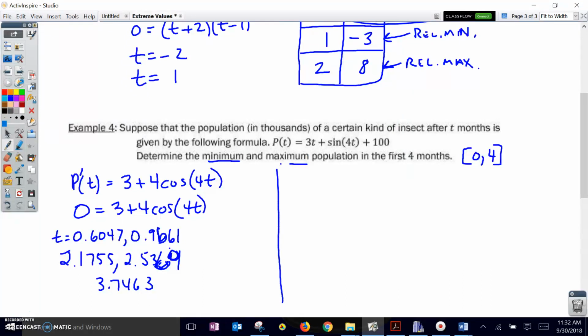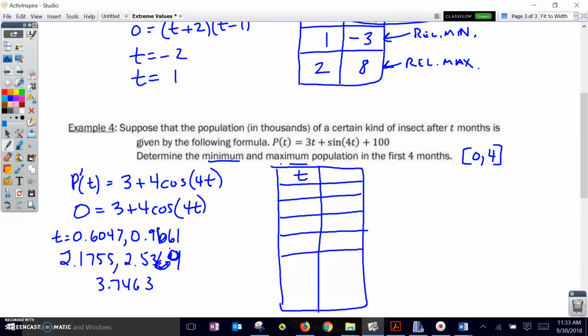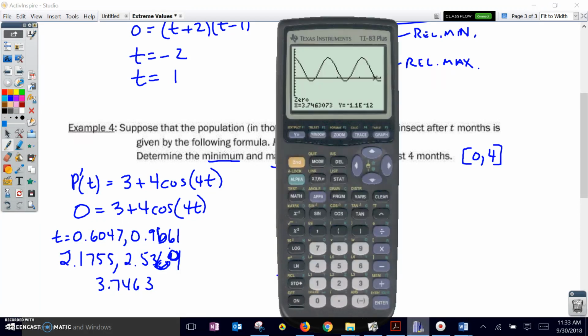Okay, and so now I'm going to make my table for time and population. We've got all these time values. We've got 0, 0.6047, 0.9661, 2.1755, 2.5369, 3.7463, and 4. Alright, now I'm going to evaluate the original function at all of these time values.